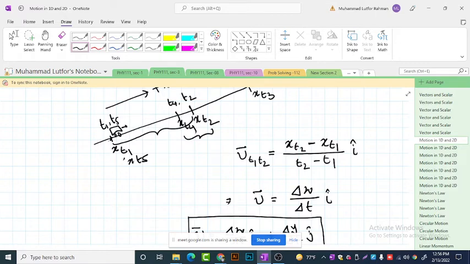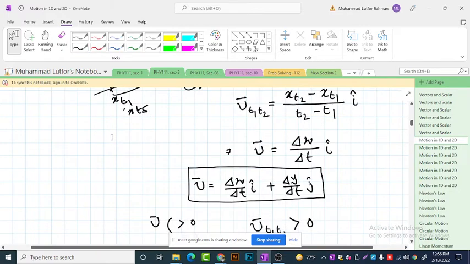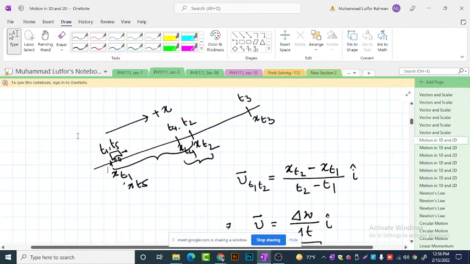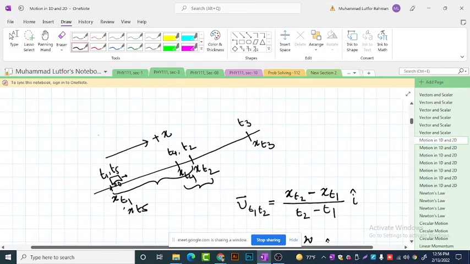But what about your average speed? What would be your average speed? Will it be 0? No, sir. For the case of average speed, I am going to consider the distance, not the displacement, right? So for the case of average speed, I will count that distance. It will start from x at t1 to t2, and again I will add this distance.